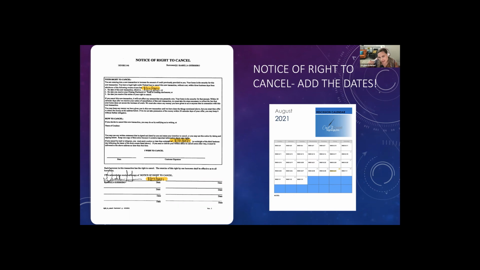Backdating for notarizations, of course, is a no-no. You don't want to do that. But sometimes borrowers will need to backdate their signature. It just is what it is. But this lender doesn't require it, or excuse me, they don't allow it.